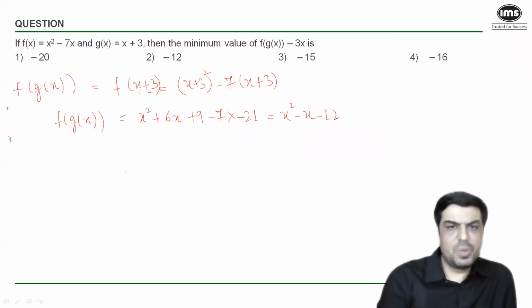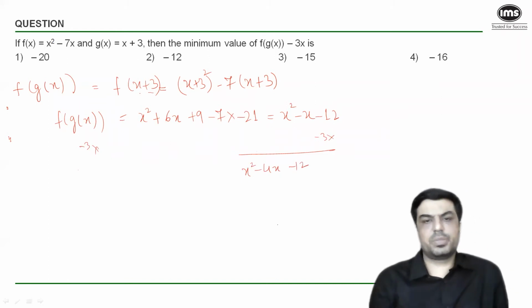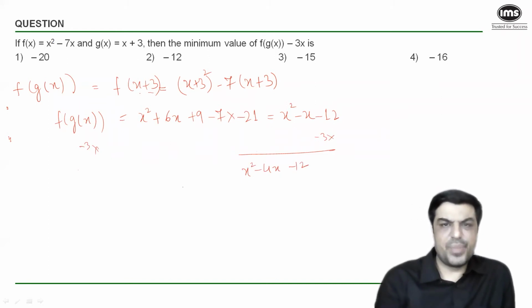We want the minimum value of f of g of x minus 3x. So if I subtract 3x from here, what do I get? I get x square minus 4x minus 12. This is the expression for which we want to find the minimum value.